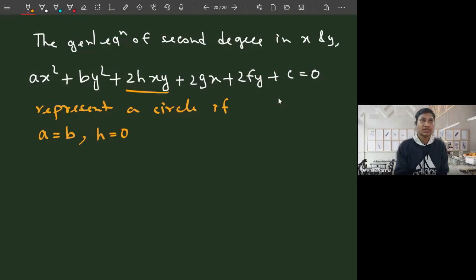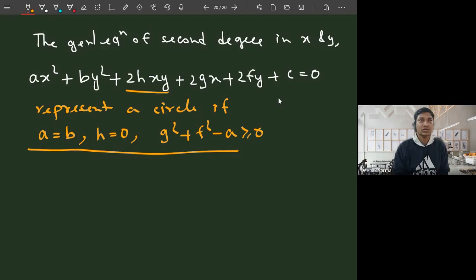So if a and b are not same, this doesn't represent a circle. Also, if there is a term xy, that is, if the coefficient of xy is not 0, then it cannot represent a circle. What more? As I discussed, the radius must be positive. So in the first case, root over g square plus f square minus c must be positive. So here, as a is there, if you divide it, what I get is g square plus f square, a and c, it will multiply. This must be positive. So only if these three conditions hold, this will represent a circle. You understand this? Yes or no?